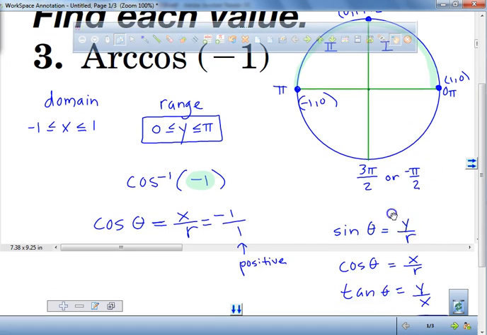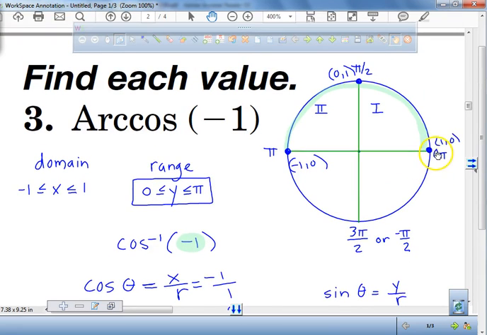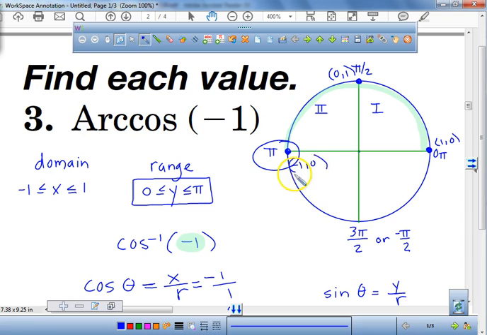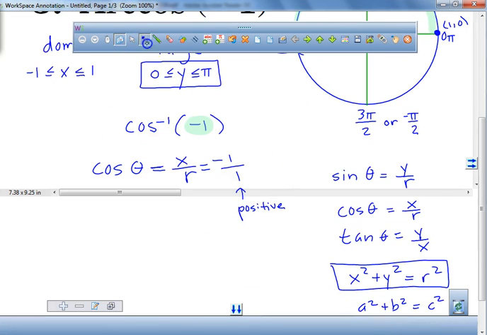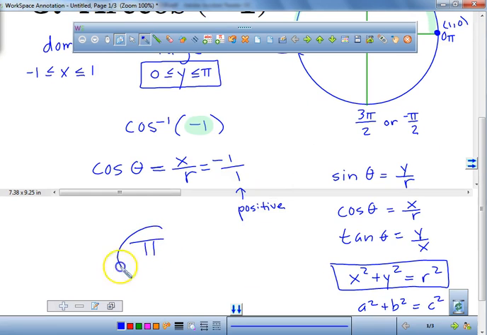So right now, we know our r value is going to be positive. Our x value is what? -1. So I'm going to go over here and I'm going to check. Where's my x value right here? 1. That's not it. What's my x value here? That's not it. What's my x value here? Ooh, that's it. So, right now, where am I at when I'm at a -1 to a 1 ratio? I'm at the value of pi. Therefore, my final answer is pi.